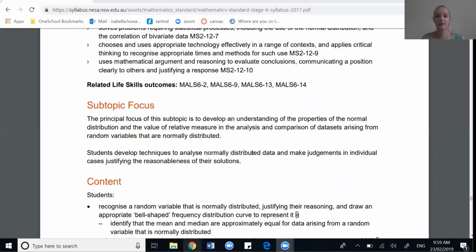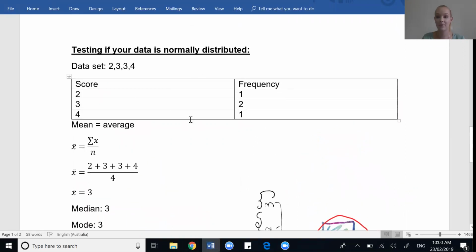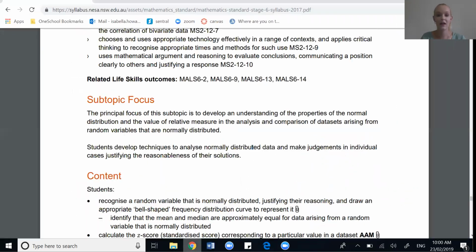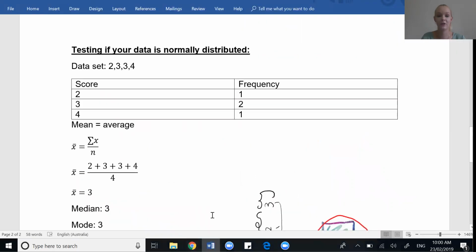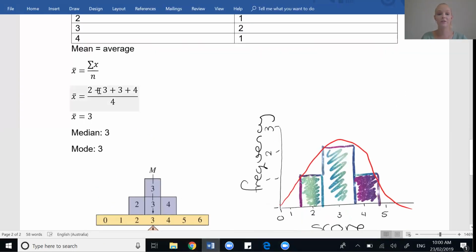So if we go back to our syllabus, we need to recognize a random variable that is normally distributed. A variable is normally distributed if it is symmetrical about the mean, median, and mode. That is your justification. You can now draw an appropriate bell-shaped frequency distribution graph from tabulated data sets. And finally, the other content dot point that we needed to tick off was that we need to identify that the mean and the median are approximately equal for data arising from a random variable that is indeed normally distributed, which we have proven here.